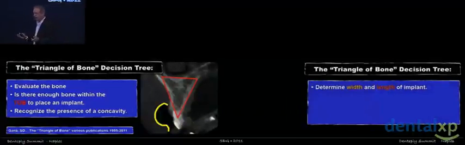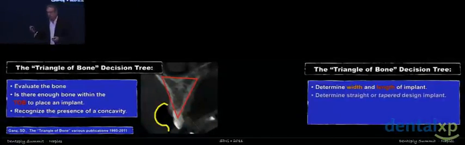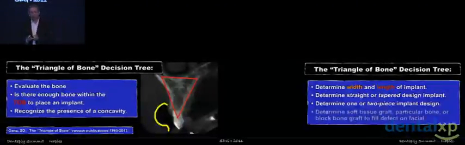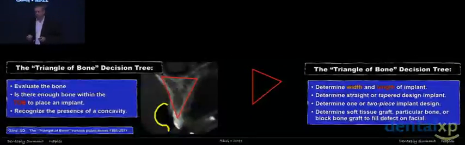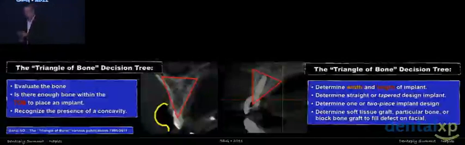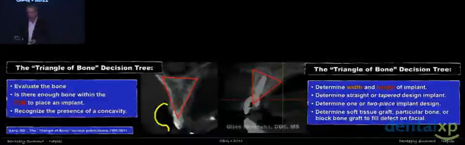That one step further would be to determine the width and the length of the implant, whether we're going to use a straight design, a tapered design implant, depending upon what you like to use, determine whether maybe a one or a two-piece implant would be appropriate, and then be able to take that information and learn about whether or not we need to graft, and I'm sure Michael will be covering a lot of that information. So these concepts are now being looked at because we're taking post-operative cone beam CT scans. And now we can see where we're placing these implants.